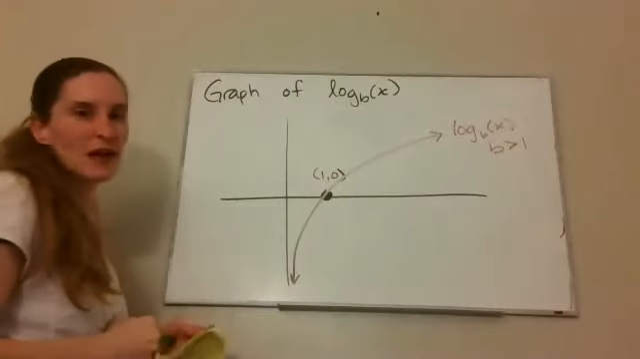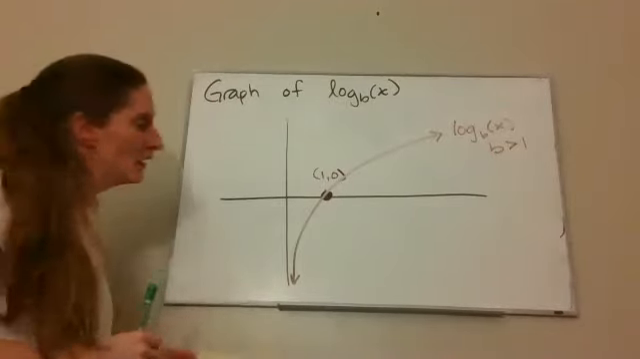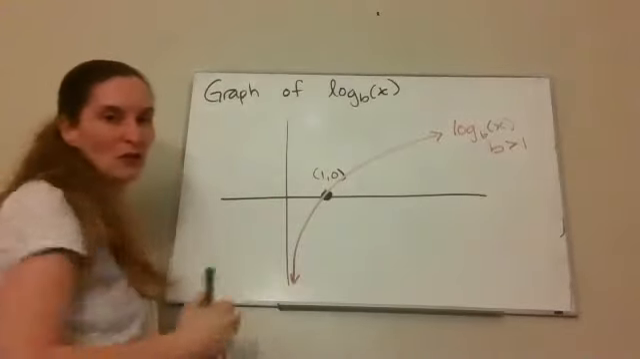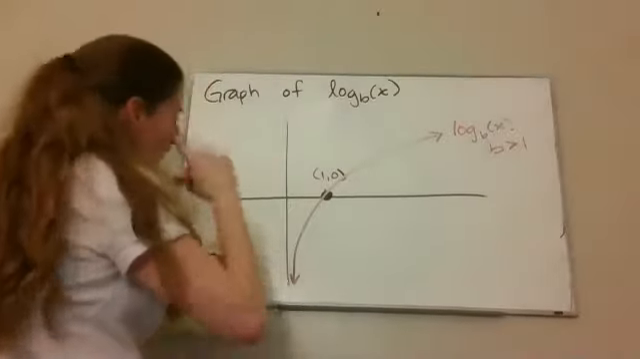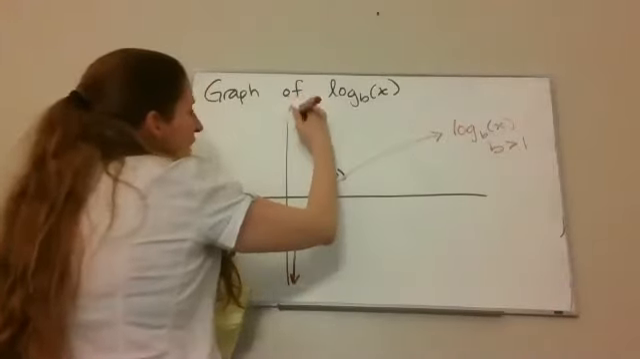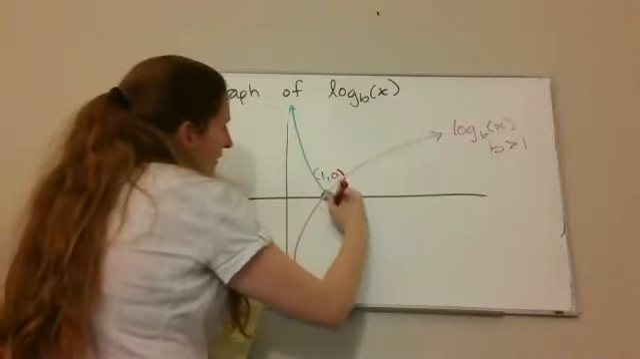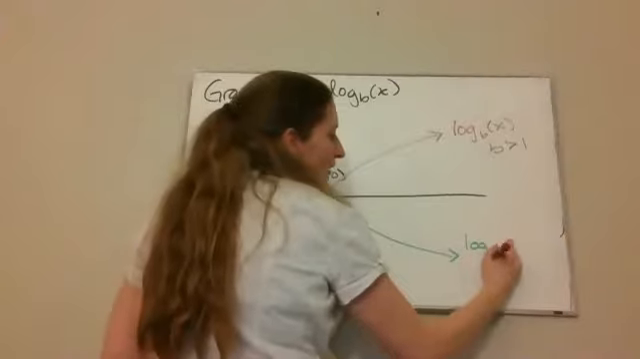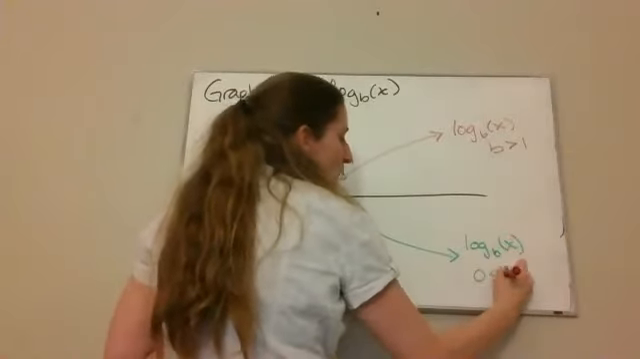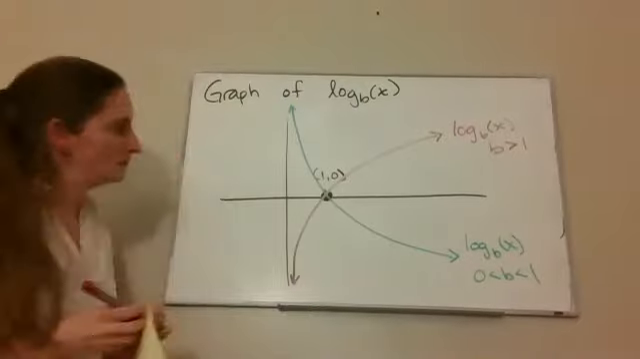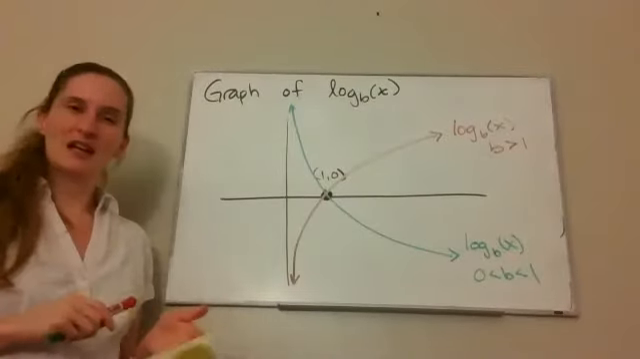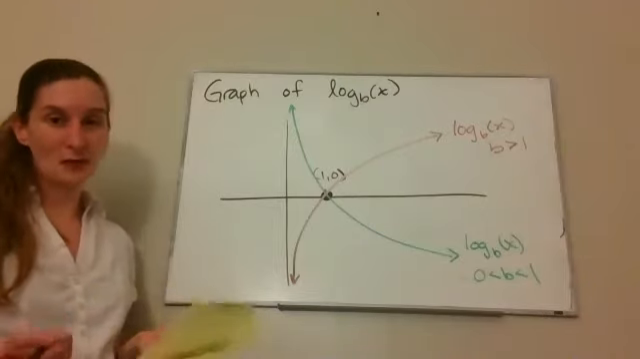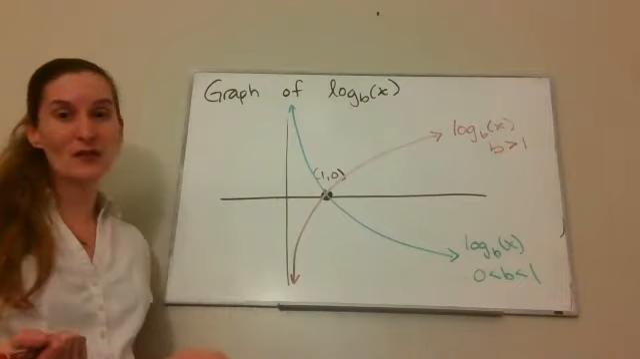So it goes up forever, but it goes up kind of slowly. And it goes down forever here, matching the vertical asymptote of our y-axis. My other logarithmic graph looks very similar, just reflected. This is log base b of x, where b is between 0 and 1. And if you tilt your head to the side, this kind of looks like our exponential graph. And there's a reason for that, and it's because they're inverses of each other.